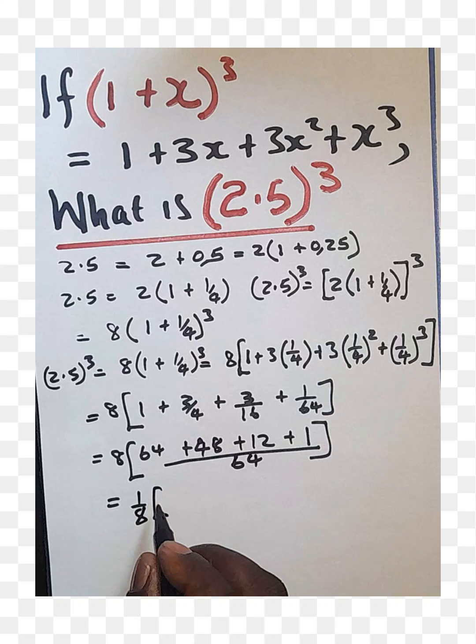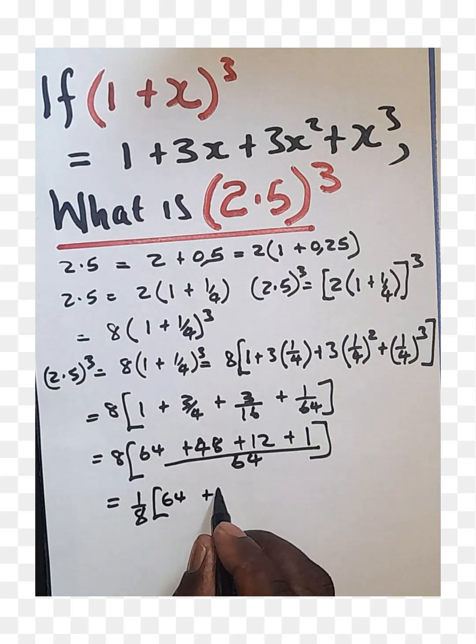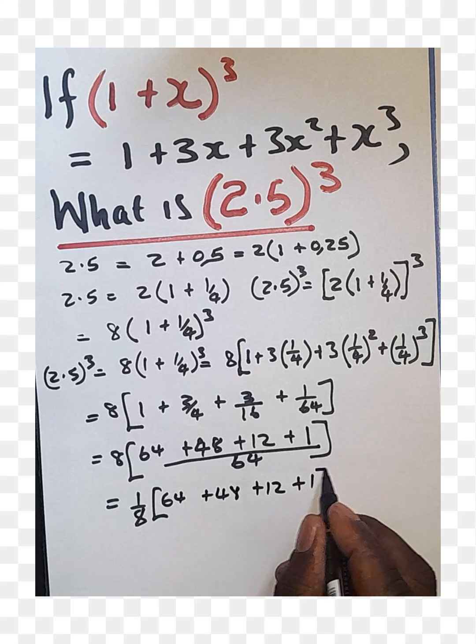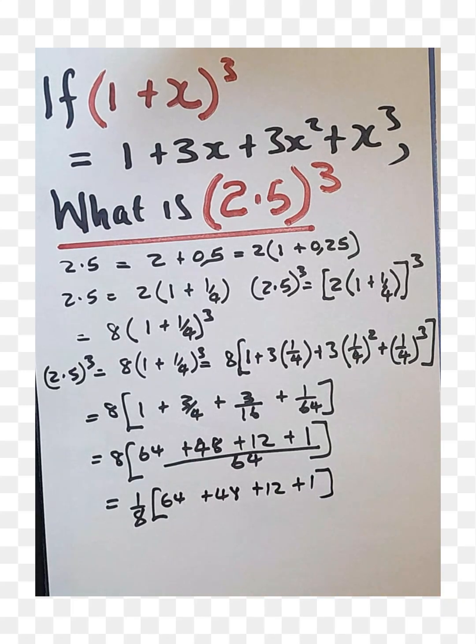What's inside? It's 64 plus 48 plus 12 plus 1. Right, now let's simplify everything inside. 48 plus 12 is 60. 60 plus 1 is 61. 61 plus 64 is 125.